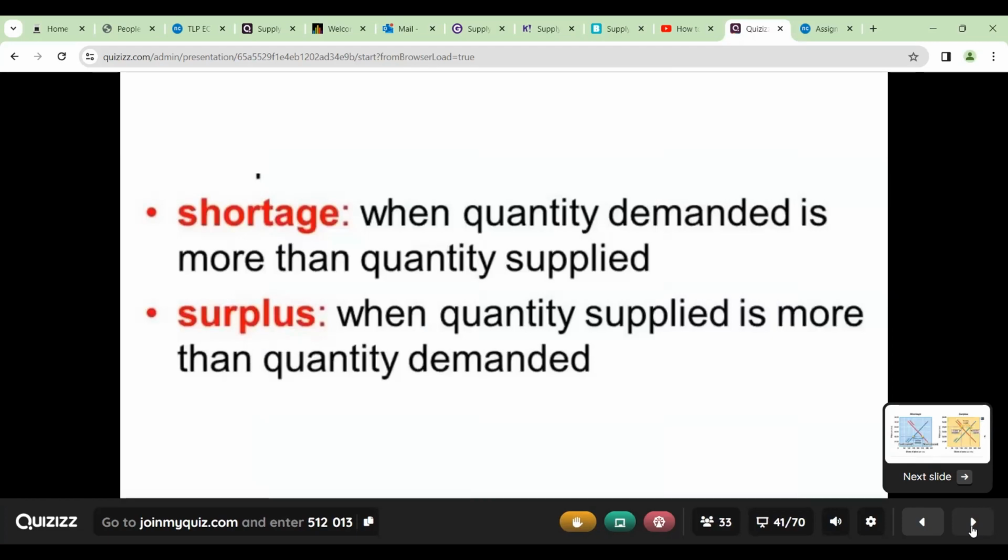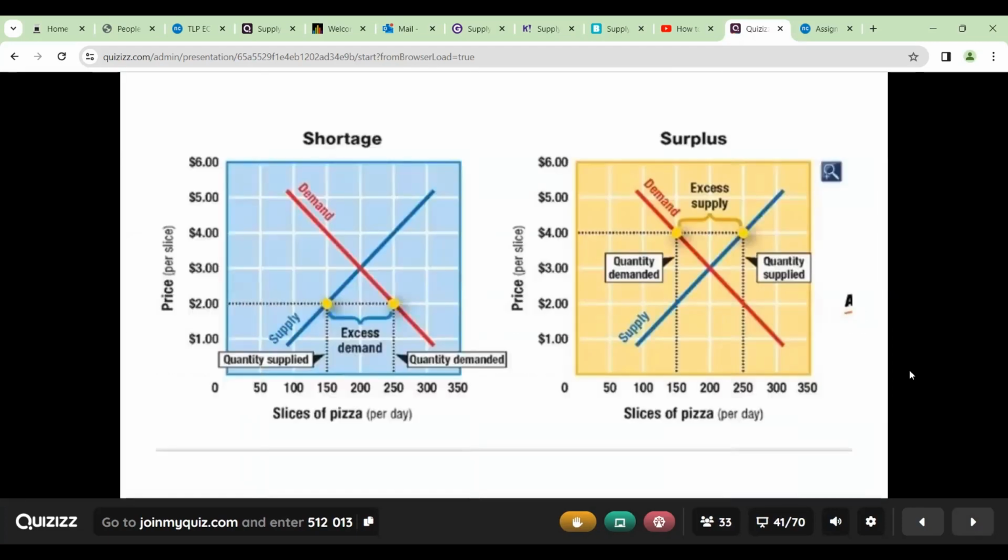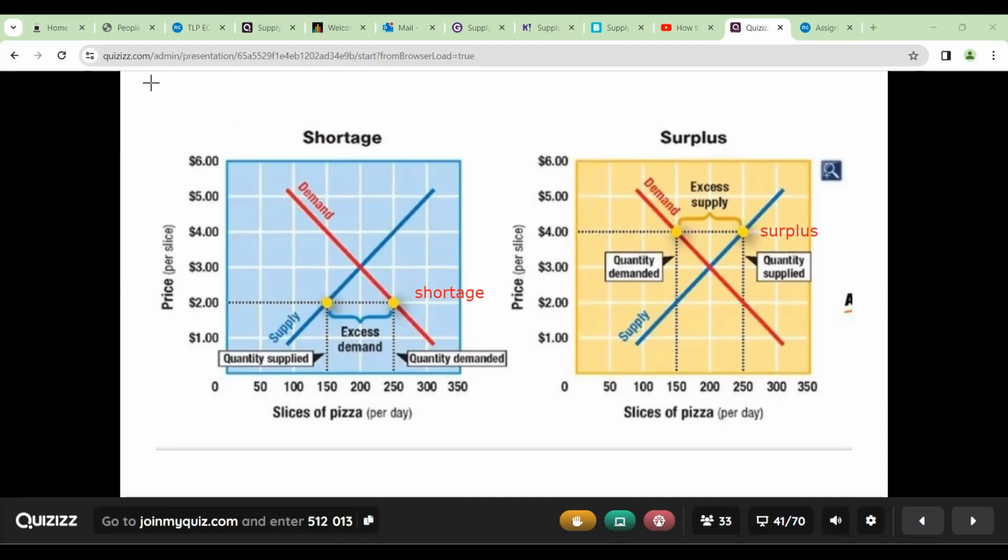So let's go through the graphs here. Like we said before, surplus would be this, where it's excess supply. That'd be surplus. And then excess demand would be shortage here. So that's what happens if demand and supply don't equal each other.